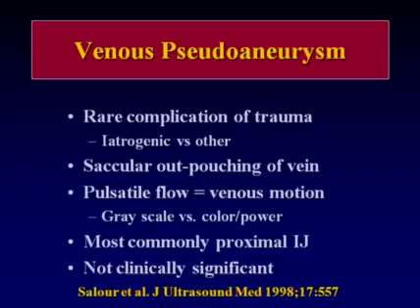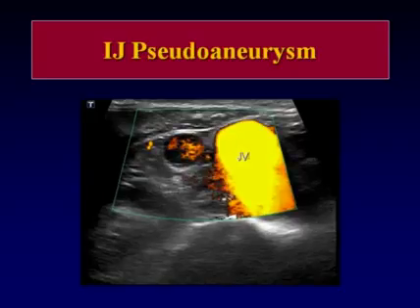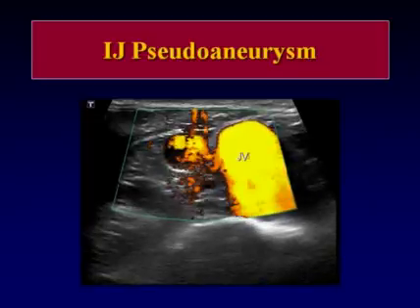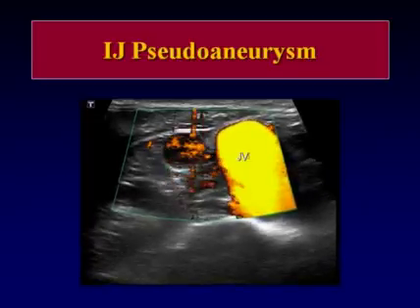The important thing about venous pseudoaneurysms, as opposed to those which affect the arteries, is not to get excited about them. These are not clinically significant. There's no reason to intervene and remove them or to thrombose them as we do with various arterial pseudoaneurysms. Again, these can be quite dramatic sonographically. Here you can see the jugular vein in this particular patient.